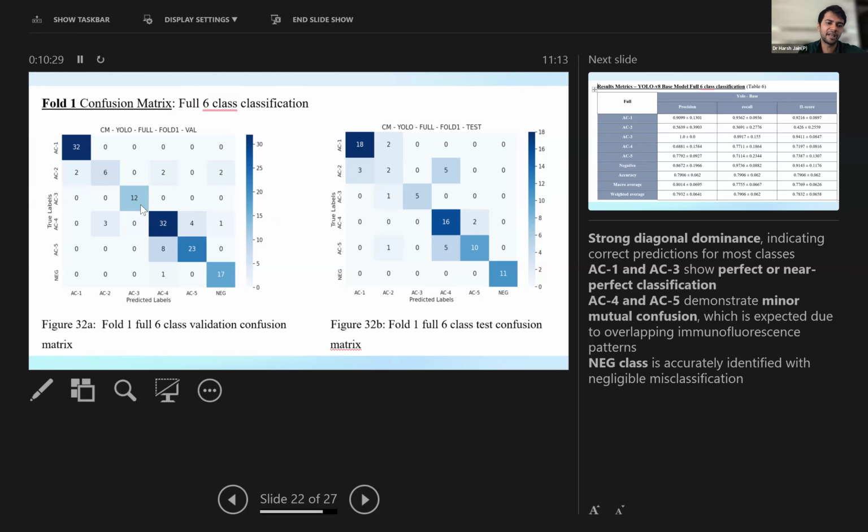But if we see AC3, everything was correctly labeled as AC3, and AC1 is 32 here and 18 here. Only two were falsely labeled as AC2. At times it is difficult to distinguish between AC1 and AC2 because the metaphase is stained in both these patterns.